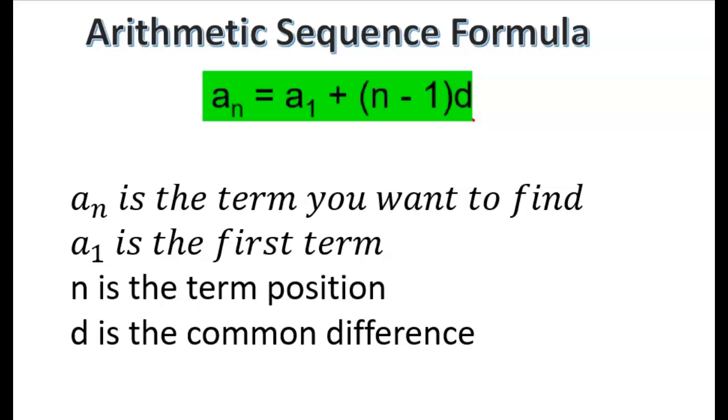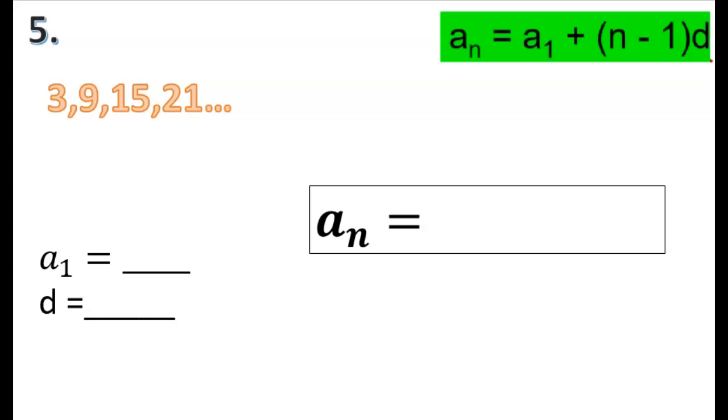This is the arithmetic sequence formula. So let's see how to use it in a problem. Here we have a pattern. What is the first number in my pattern? That is the A1. The common difference is the number that you add each time to get to the next one.